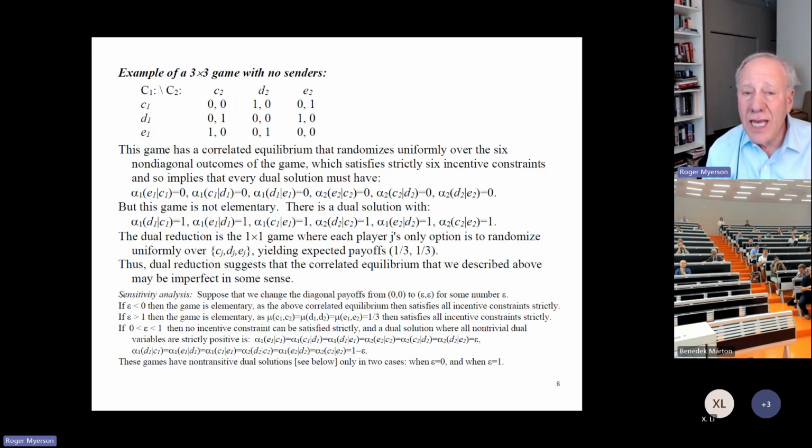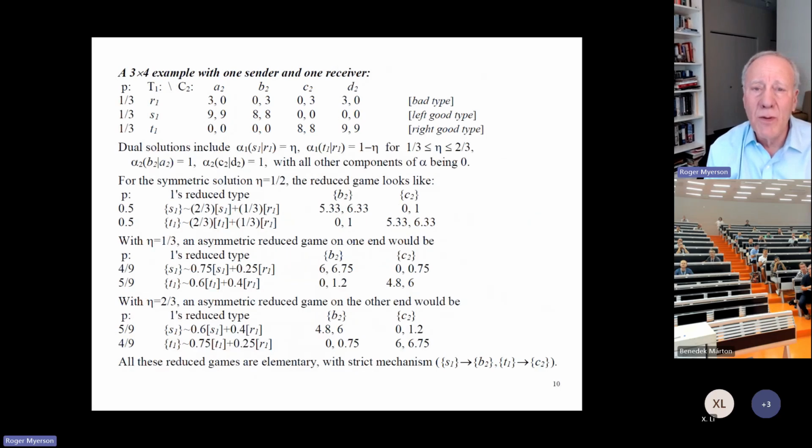This is an interesting game. Let me back up for a moment and say, here's a game with a sender and one receiver that's sort of interesting. I won't say much about it. Basically, forget about the bad type on top. Ri at top is a bad type.